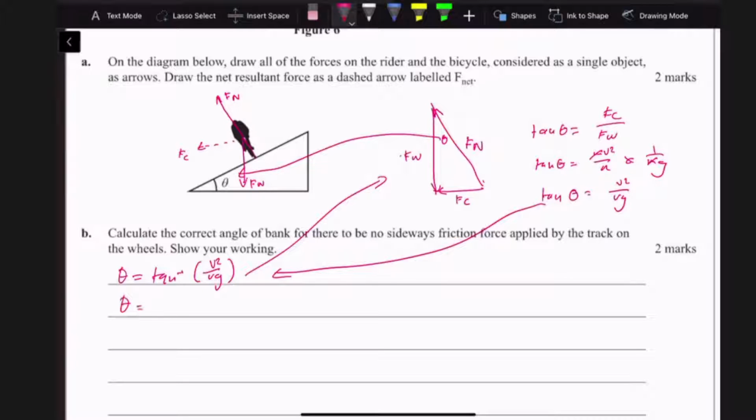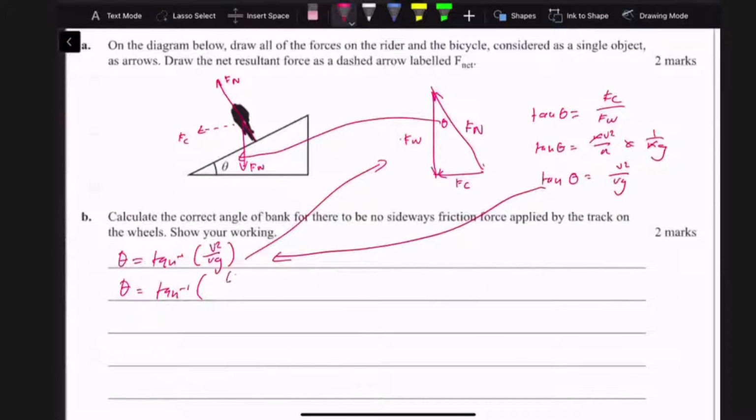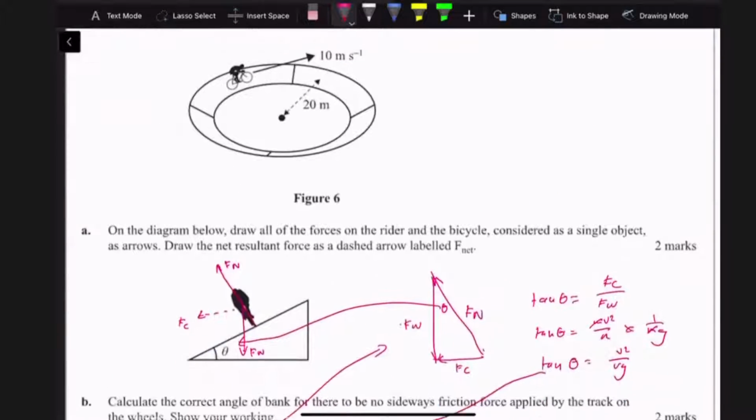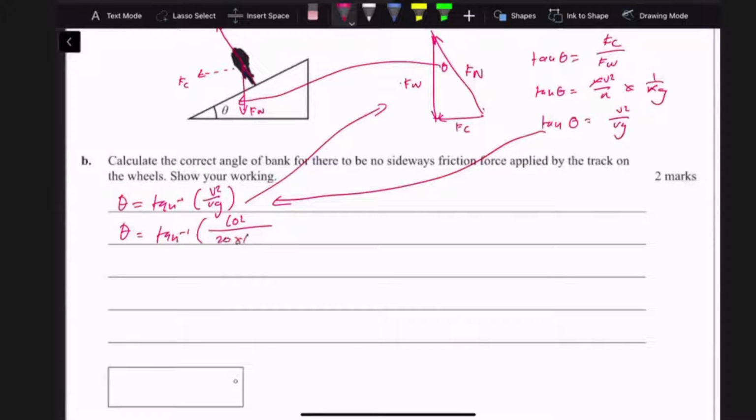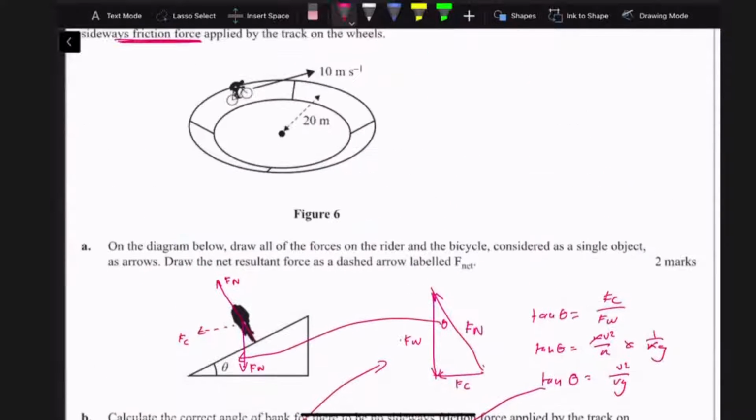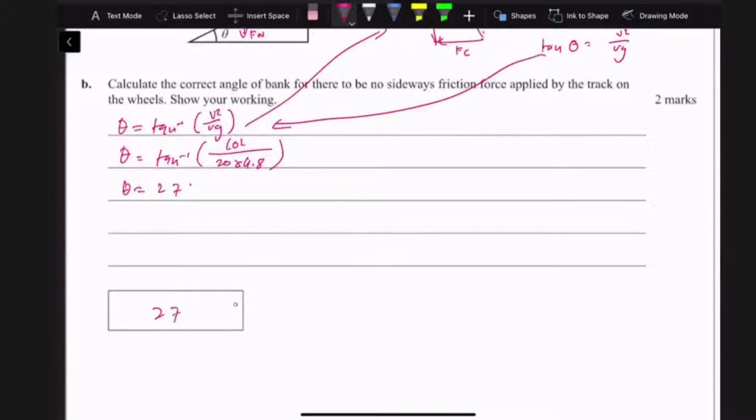So theta equals tan inverse of, we plug the values in, 10 squared on 20 times 9.8, and theta comes out to approximately 27 degrees, which makes sense because the lowest sig fig was 2 in this case.